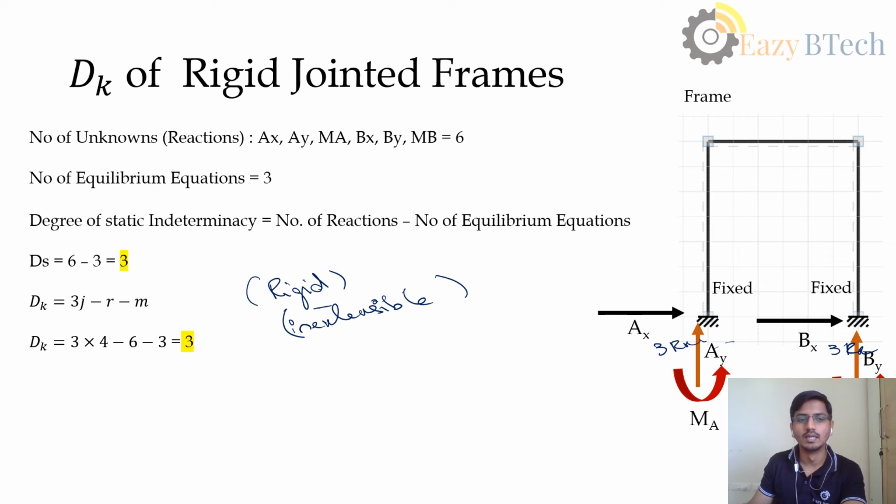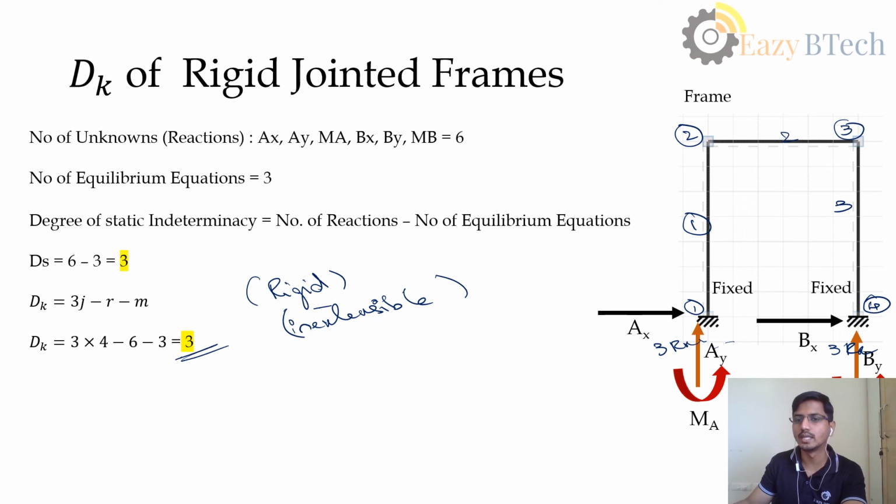When we substitute these values, how many nodes do we have here? 1, 2, 3, and 4. We have 4 nodes here. And how many members? 1, 2, 3. We have 3 members. Substituting these values, it will end up as 3.